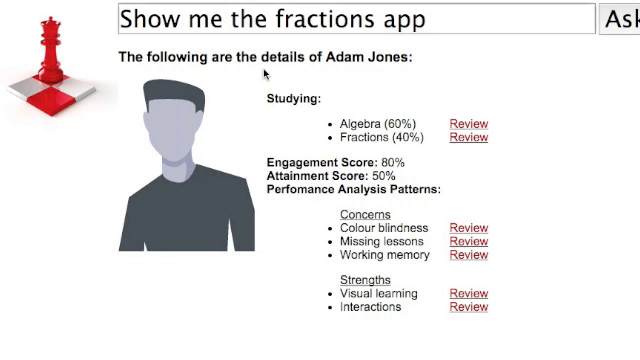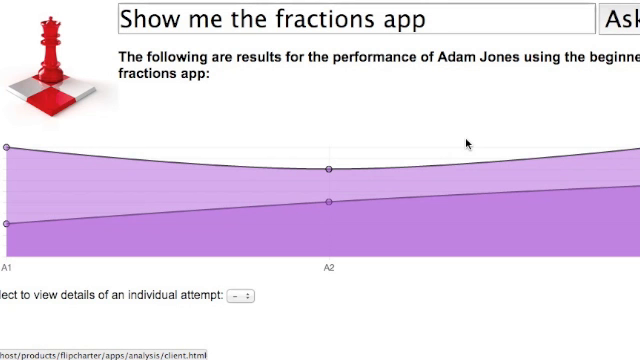We can ask individual questions, such as to ask how Adam Jones is performing on the fractions app, or we can click on the available options which will ask those questions on our behalf. So in this example, we are going to investigate why there is a low performance score on fractions for Adam Jones. So we click on review, and we can see here that it has now provided us with a report about the performance in fractions.